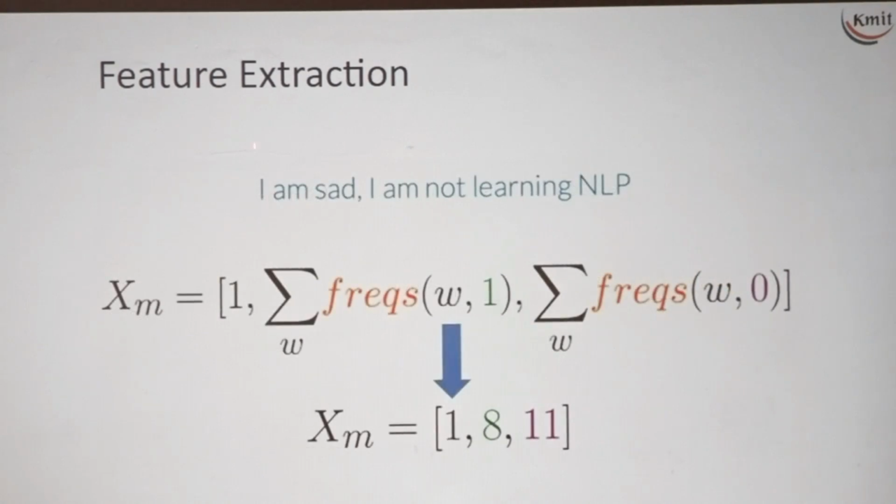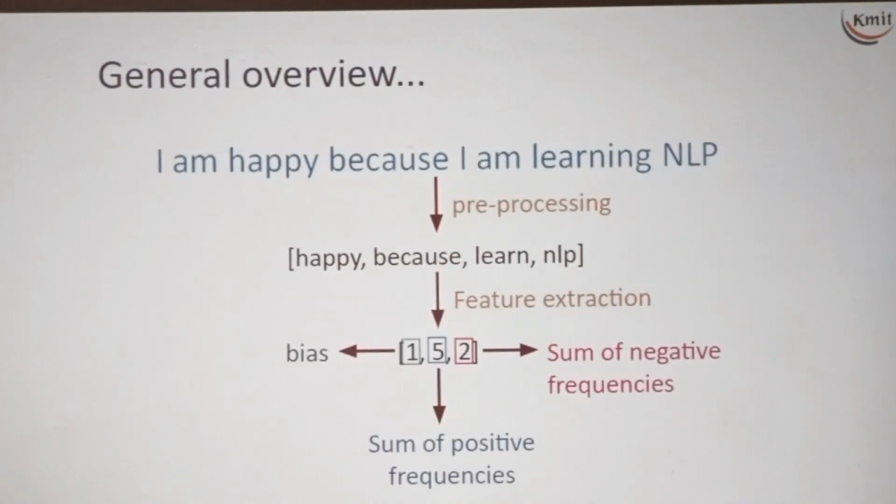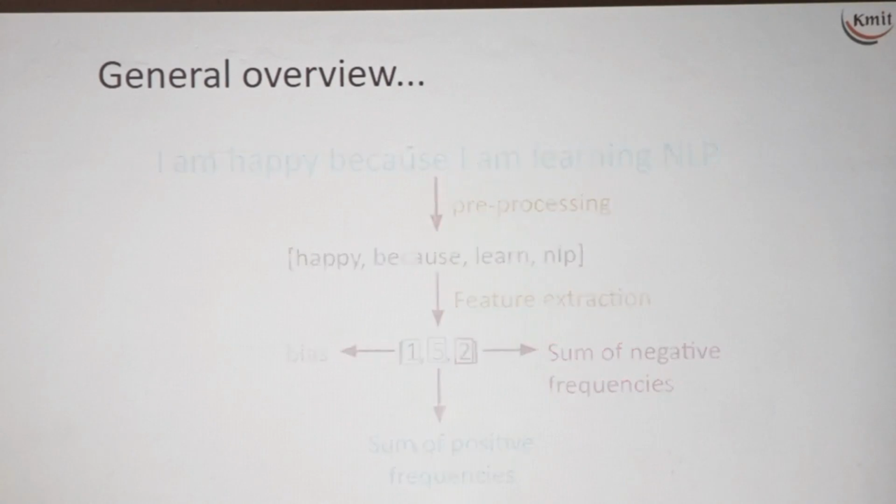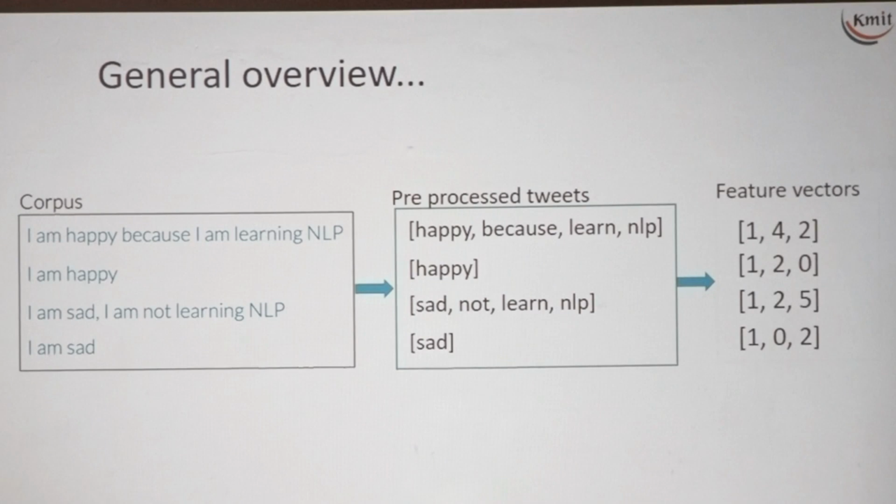So, what exactly is the overview of feature extraction? A tweet like this, I am sad, I am not learning NLP, will be converted into the extracted feature 1, 8, 11, a 3-element vector. This is the overview you can see here, but in between processing would be there. Among these 3 elements, the first is the bias term, the second is the sum of positive frequencies, and the third is the sum of negative frequencies of the processed tokens of the tweet. This is how the features will be extracted from each tweet. Okay. From the corpus of 4 tweets, I would get 4 lists of pre-processed tweets from which these feature vectors got generated.